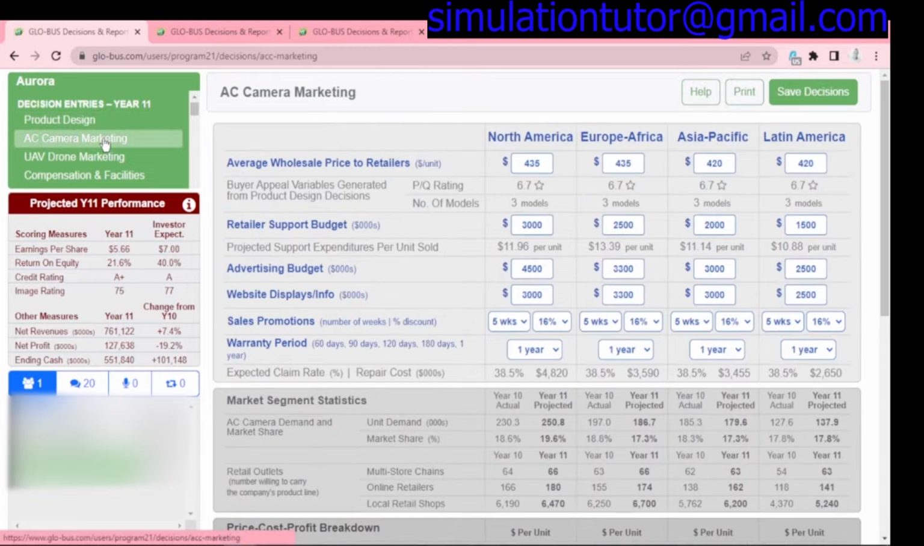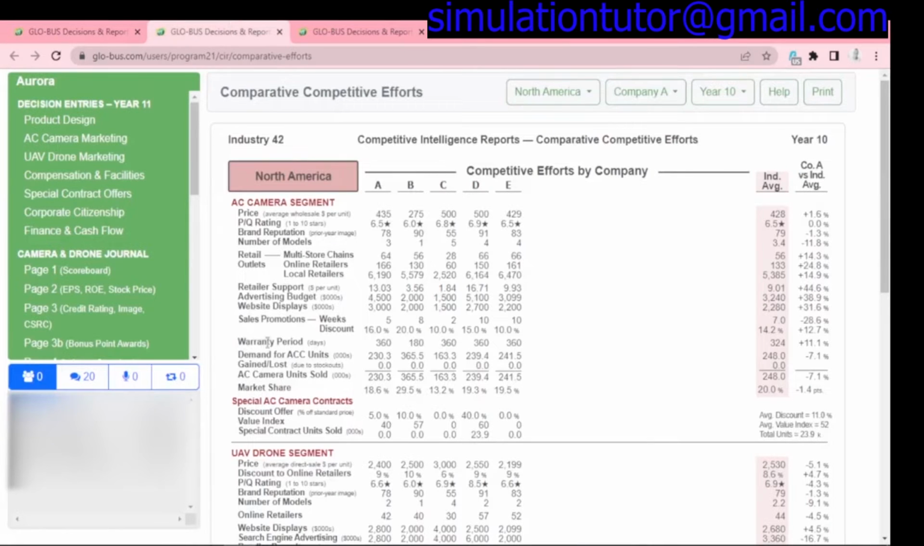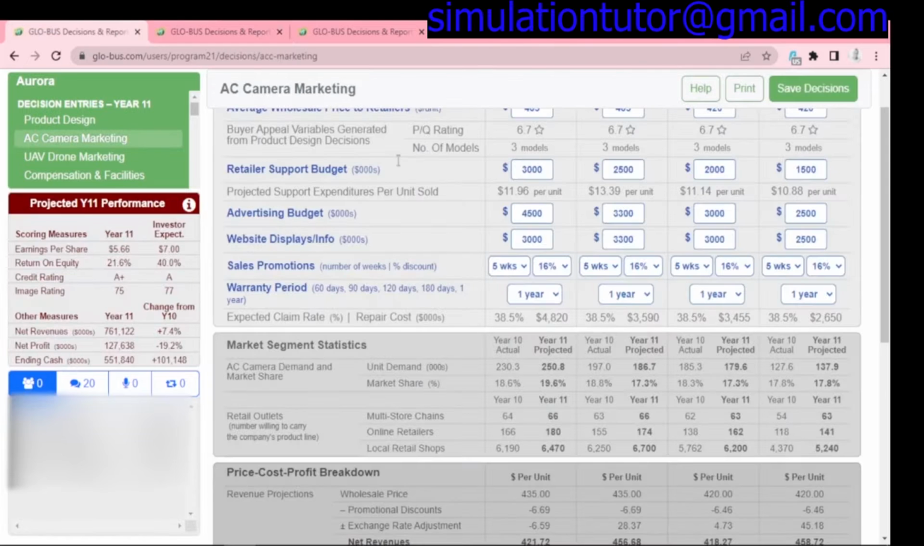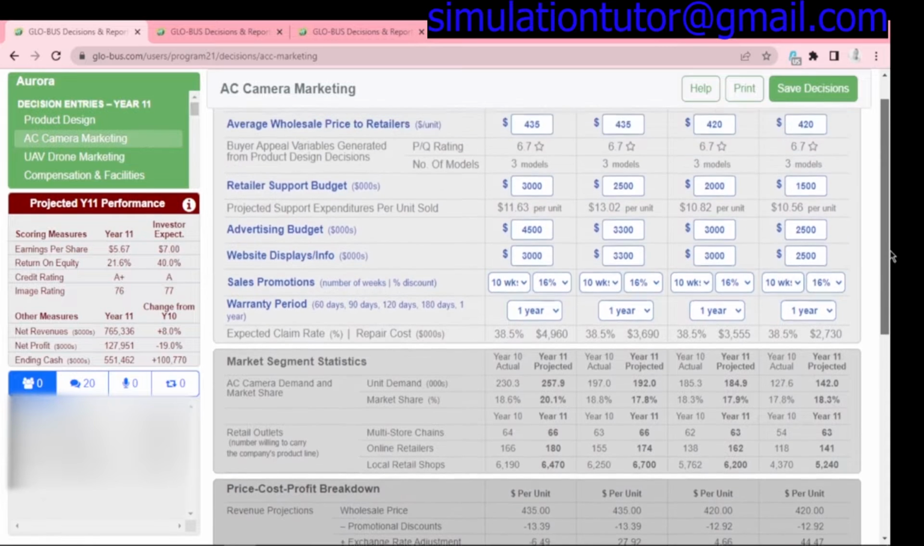So next we'll go to the AC, the marketing page for the camera. So from the CCE report, you realize that most of my competitors are running discounts for almost 10 weeks while I was doing 5, which is low. So the first decision to make in this case would be maybe to match the weeks that they are running their promotions. So maybe I'll run my promotion also to 10 weeks, and then the warranty period, I'll max it up to 1 year. I think that's fine.